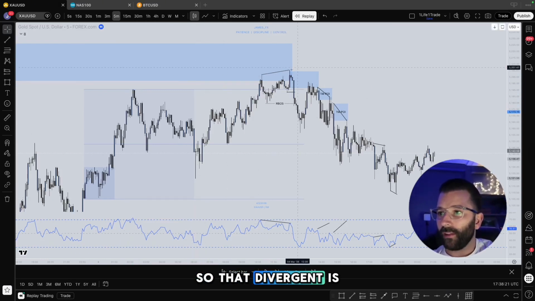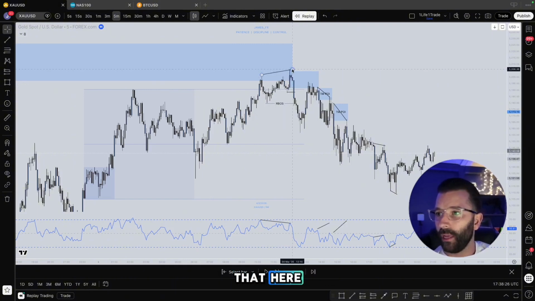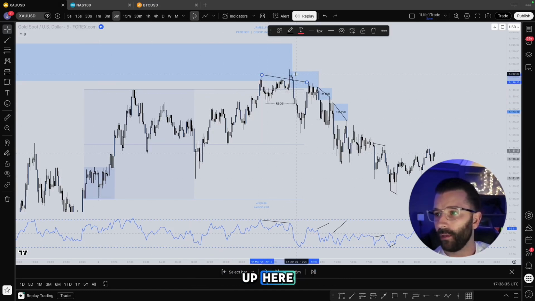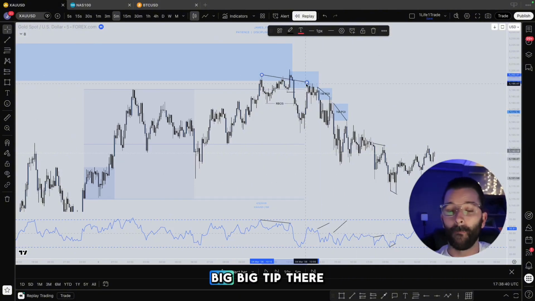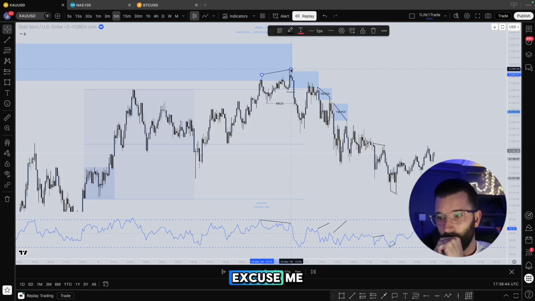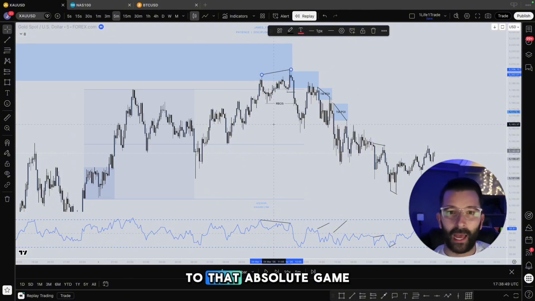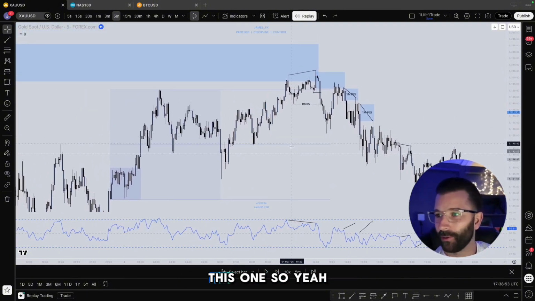So that divergence is on the 5 minute, just at the end. It wouldn't be like that here. You couldn't put it over to there, because that is where it's gone up, it's changed, and it's come down. That would be no good, because you've got that leg up here and that leg down there. It's at the end of the legs that you're using. Big tip there, because when I first started I did start getting it wrong. As soon as I changed to that, absolute game changer. You're really going to love this one, people.